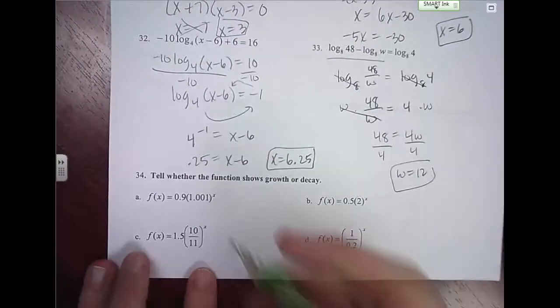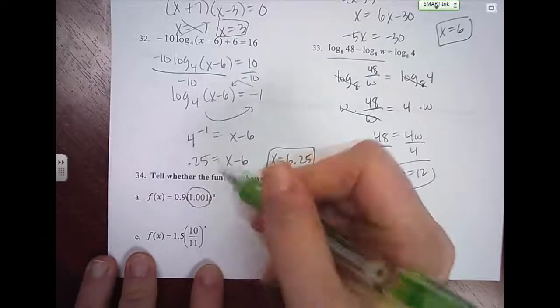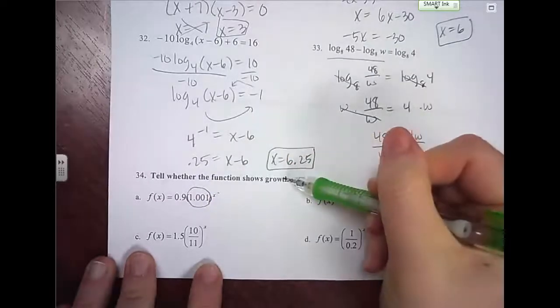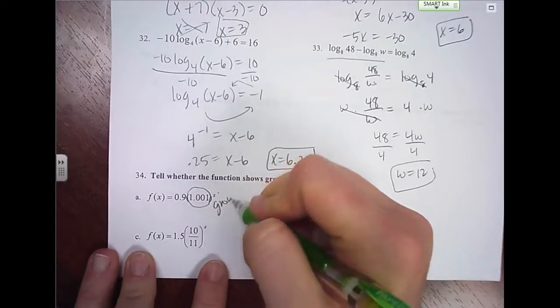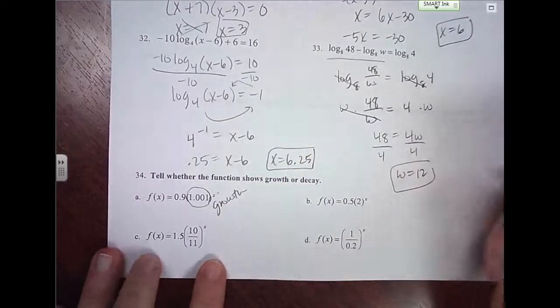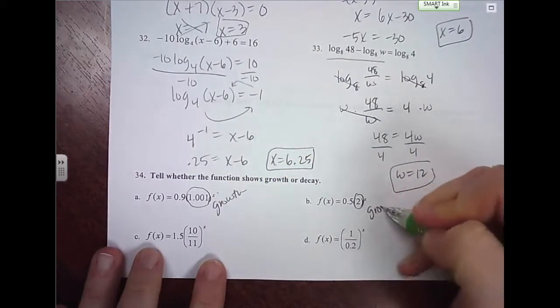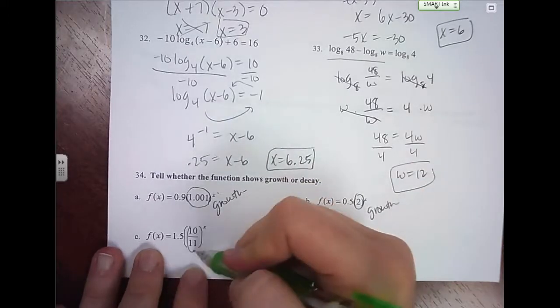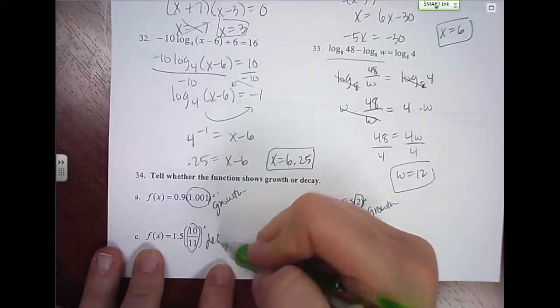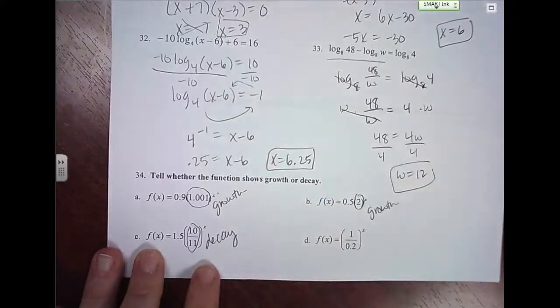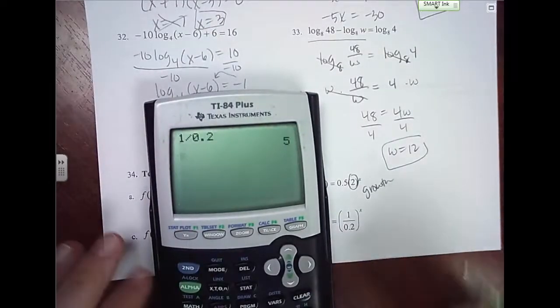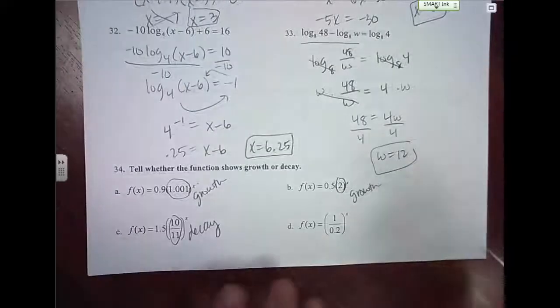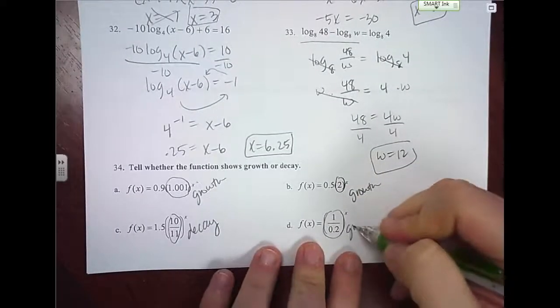Tell whether the function shows growth or decay. So remember, inside the parentheses here, the thing being raised to the x, if it's bigger than 1, it's growth. Smaller than 1, it's decay. So 1.001 is bigger, so growth. 2 is bigger, growth. 10 over 11 is smaller than 1, so decay. And 1 divided by 0.2 is 5, so bigger than 1, so don't let that fool you. So that's still growth.